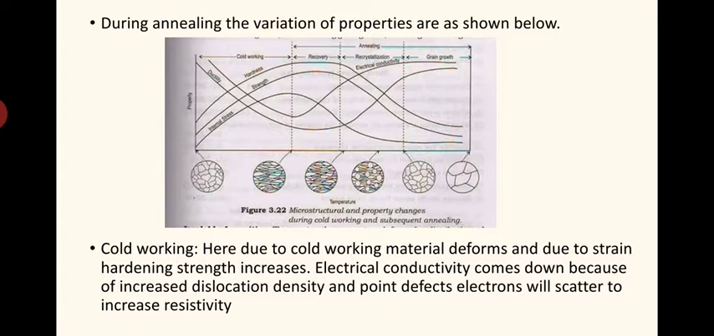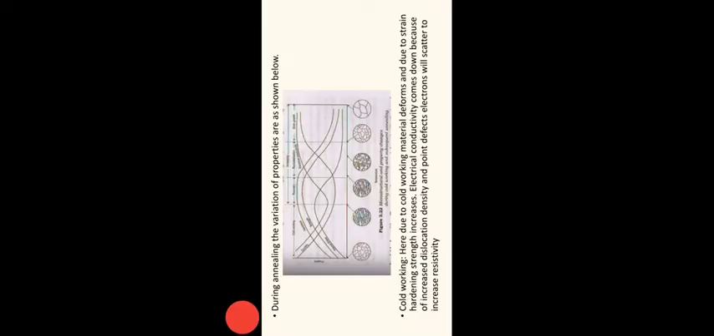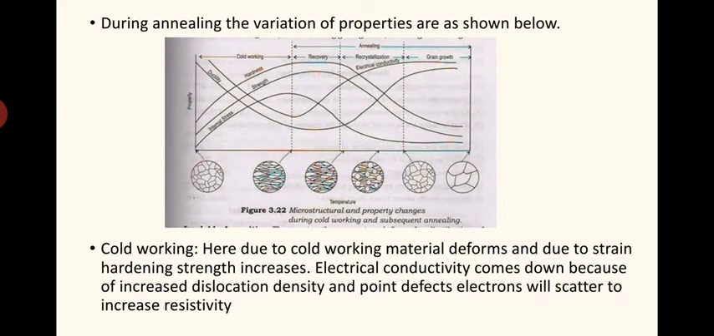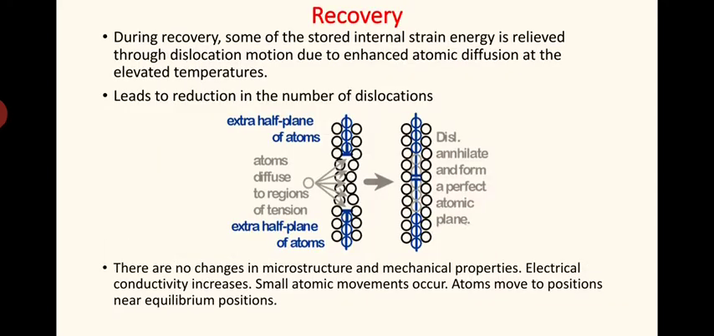So cold working, see, the initial stage is cold working only. To a cold worked product we will be doing the annealing process. Due to cold working material deforms, and due to strain hardening strength increases. Electrical conductivity comes down because of increased dislocation density and point defects. Electrons will scatter to increase resistivity. See, due to this increased dislocation density and more point defects formed due to the cold working, the electrons will scatter to increase the resistivity. See, electrons are scattered here and there. That means the resistivity will be increasing. That means less conductivity. That is the reason why electrical conductivity is decreasing during cold working, or deforming.